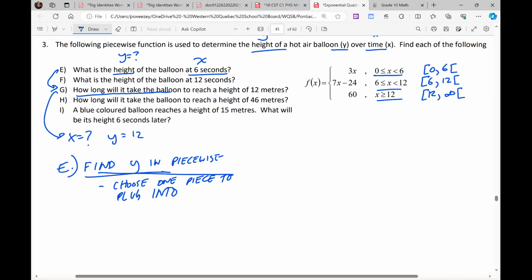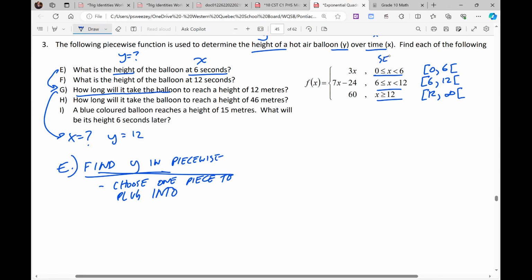I kind of got this all set up. We're going to look at how to solve for X and Y for piecewise. I've already got E set up. I rewrote basically our domains for each piece. So where it says 0 to 6, I can write that in interval notation like this.